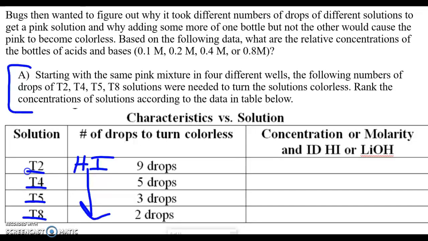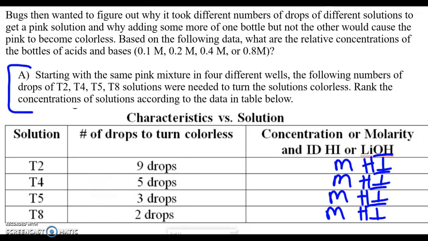So we started with a pink solution, and this is the number of drops it took to turn it colorless. And then this is the number of drops it took to turn it colorless. This is the drops it took to turn colorless. And then this is the drops it took to turn colorless. So pause the video and see if you can figure out the concentrations of all these hydrogen iodides.